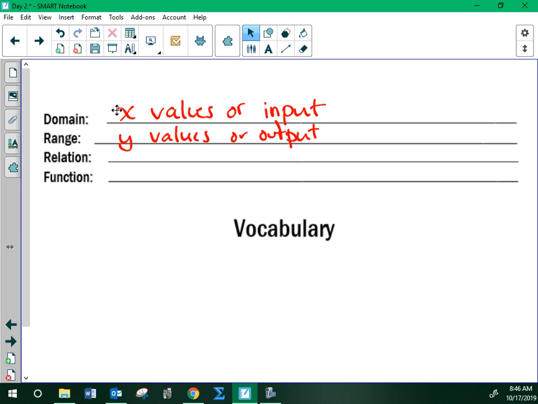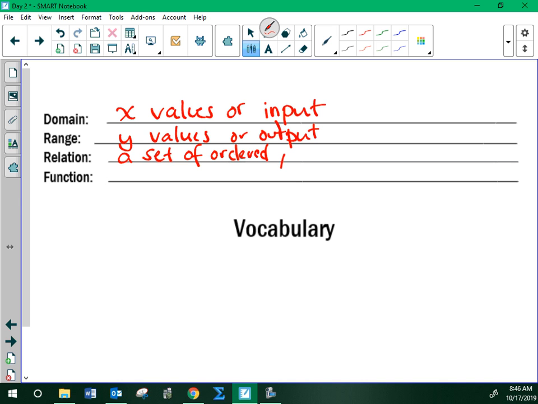All right. So next up we have relation. A relation is simply a set of ordered pairs. Ordered pairs are those x, y values. So a relation is anytime we have x's and y's that go together, there's some type of relationship. When it meets a certain criteria, we can call it a function. A relation is just that there's a relationship between your x's and y's. We did something to x to get our y.